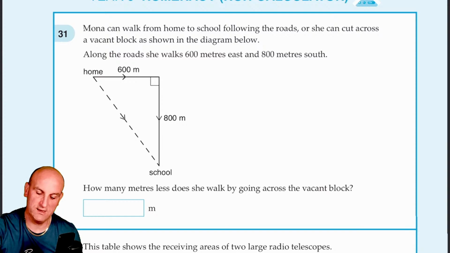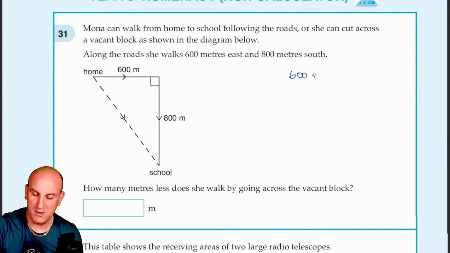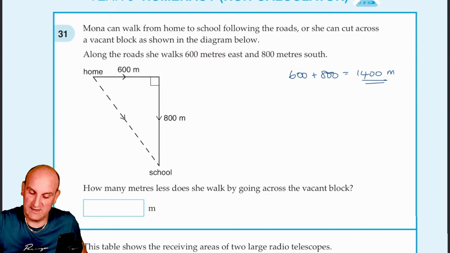The first thing is a bit of a trick. If she goes this way, she is going to walk how many kilometers? So she's going to walk 600 plus 800, which gives me 1400. I said kilometers, probably not. Long way home. All right, meters. That's almost back from here to the UK, I think.